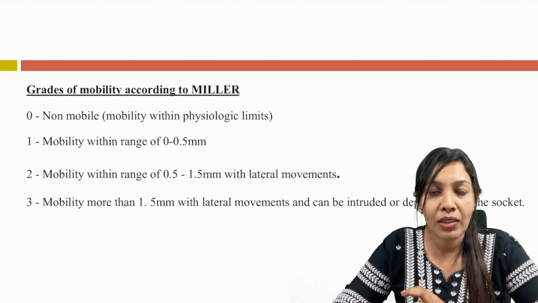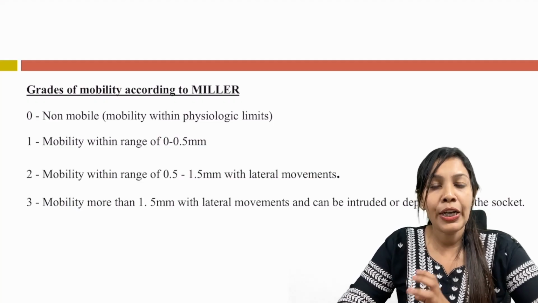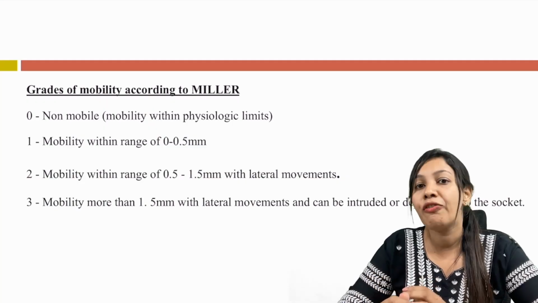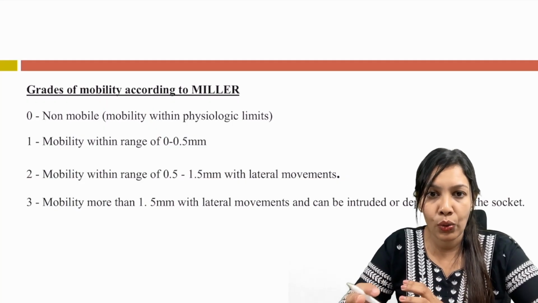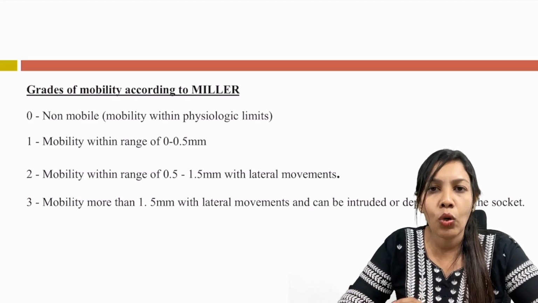This is another important classification, Miller's classification. You can see it is based on a range of 0.5 mm difference or 1 mm difference. See, grade 0 means there is no mobility of the tooth.